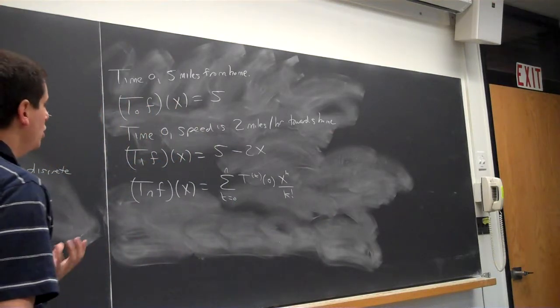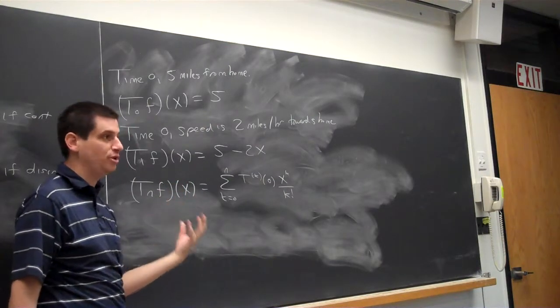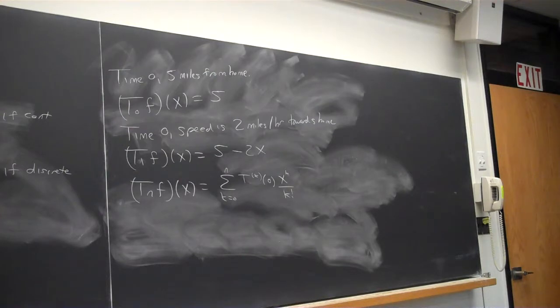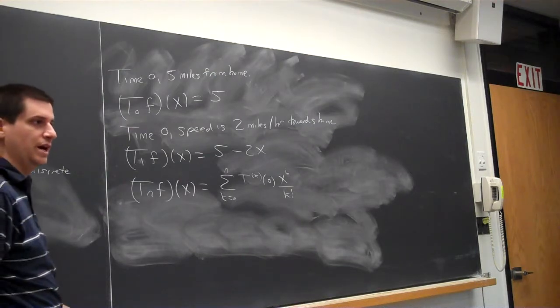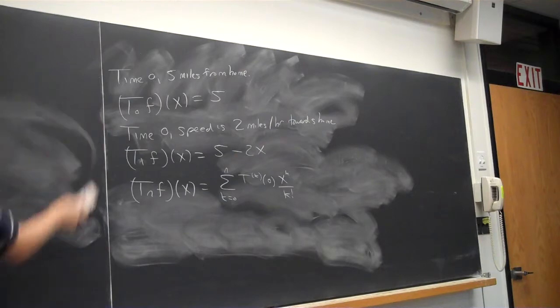So the idea is, the more information I know about my behavior at 0, the better I can approximate my function. It turns out moments are the same for probability distributions. It's very similar to Taylor series. The more moments you know, the better you can do at approximating your probability distribution.